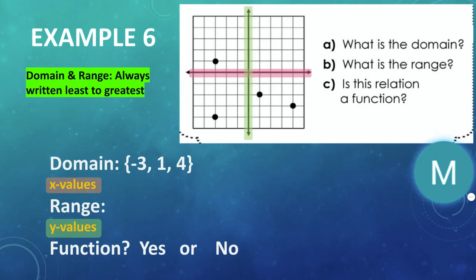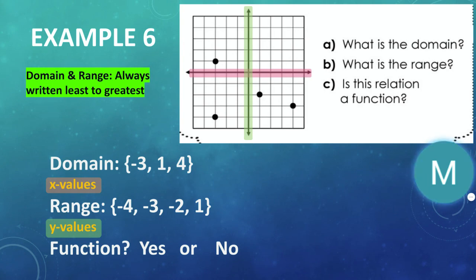My range are the y values, so I read the y-axis. I'm going to start from bottom to top. That way, it's automatically least to greatest. So my y values are -4, -3, -2, and 1.